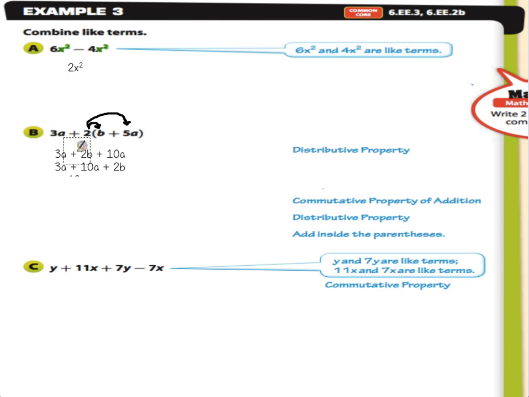All right, so now I can combine 3a and 10a. And the reason I can combine them is because they're like terms, because both of them have a as a variable. However, I cannot combine them with 2b because the variable here is b and these have a variable of a. So when I do that, I do 3 plus 10, which is 13, and then I just bring down plus 2b, and I have created my equivalent expression.